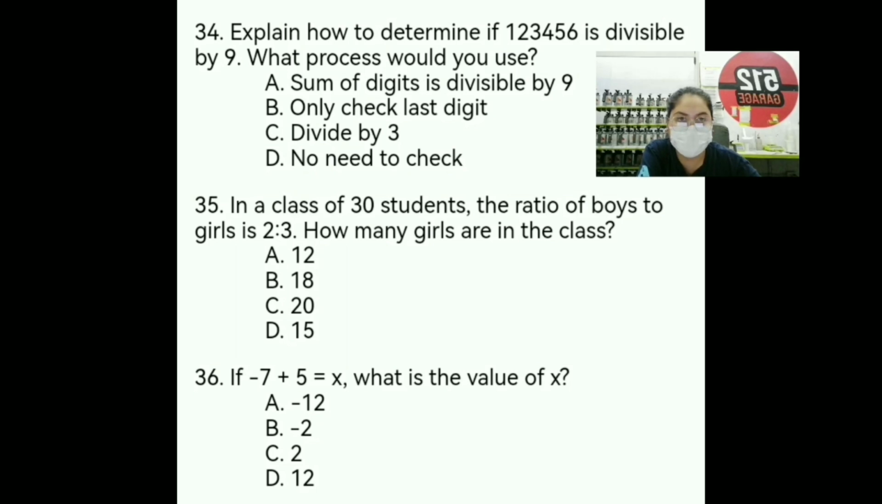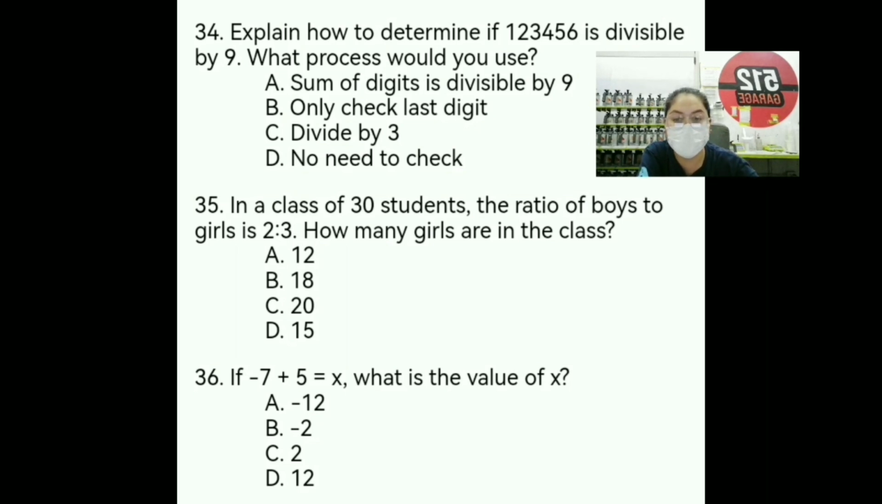For number 36, if negative 7 plus 5 equals x, what is the value of x? So letter A, negative 12. Letter B, negative 2. Letter C, 2. And letter D is 12. To solve the equation negative 7 plus 5 equals x, we also have steps to solve this one.